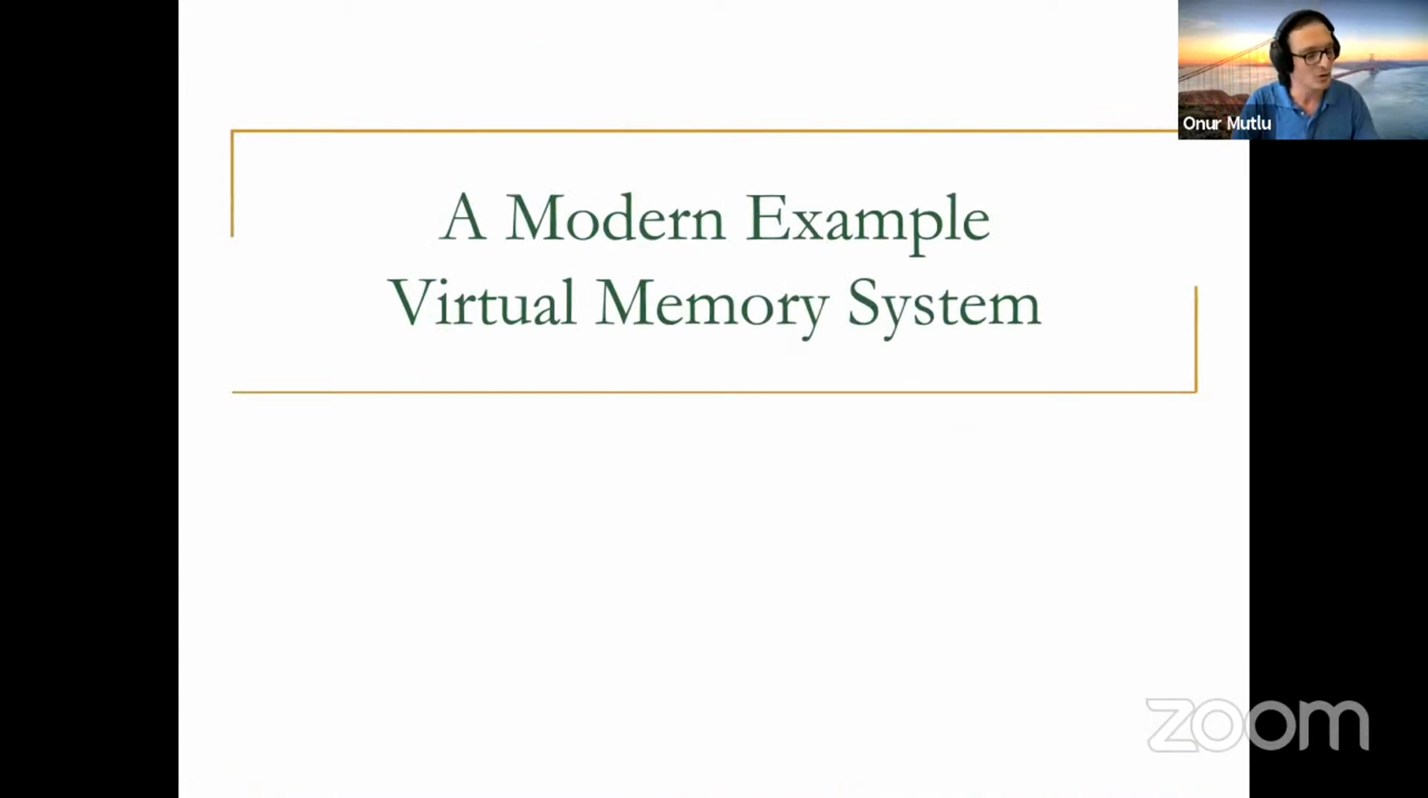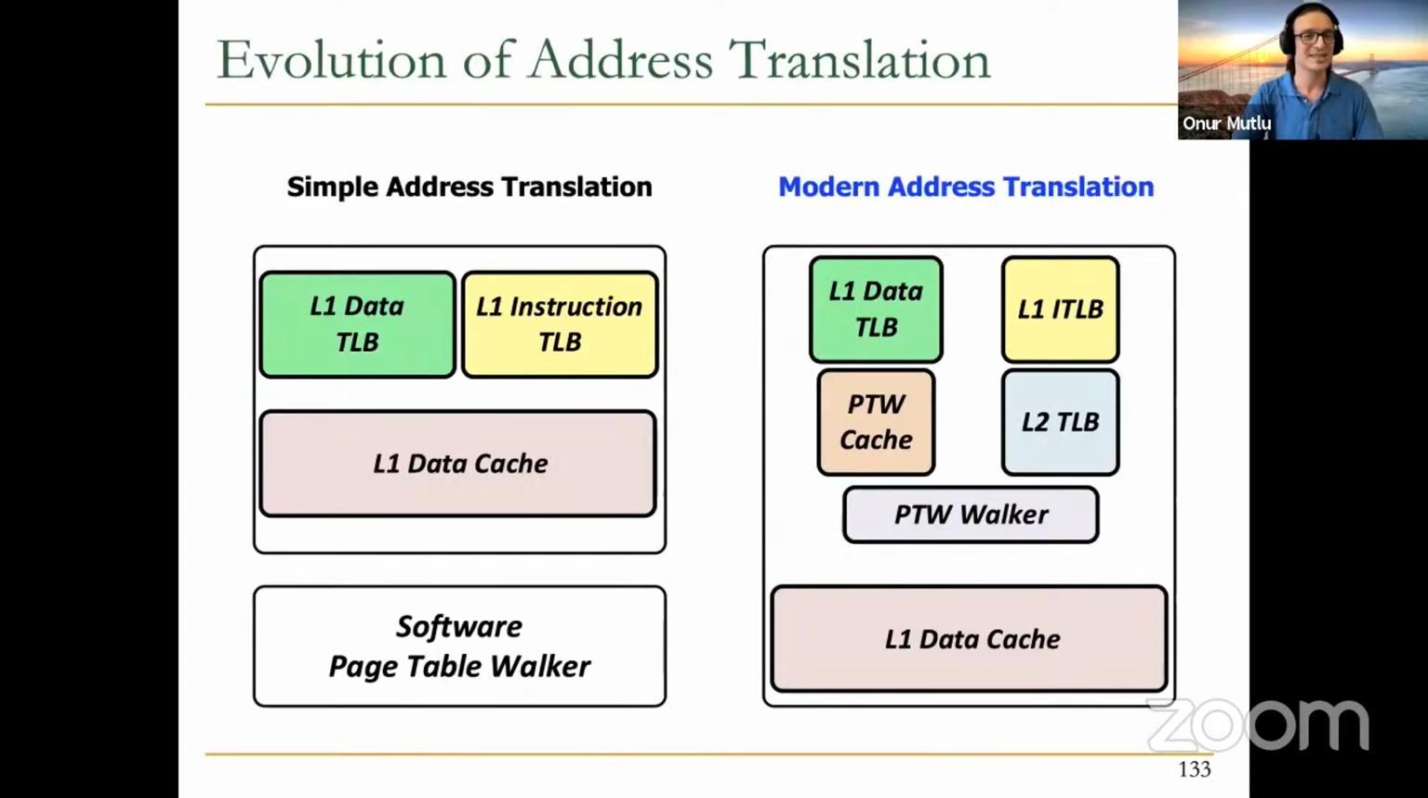Let me now quickly go over a modern virtual memory system in Intel Skylake, and then we're going to transition to the Epilogue part. Address translation has evolved a lot. So this is simple address translation in earlier systems. You have an L1 data TLB and an L1 instruction TLB, and the L1 data cache, which is not part of your translation system, but usually you access it concurrently, as we discussed. And then there's a software page table walker, like MIPS. Modern address translation is much more complicated.